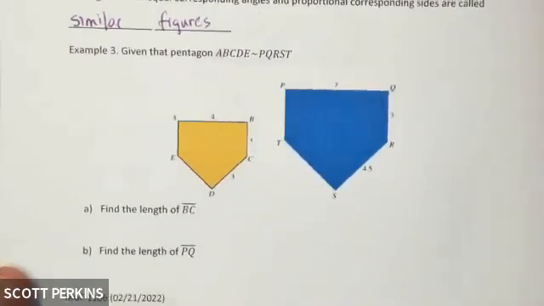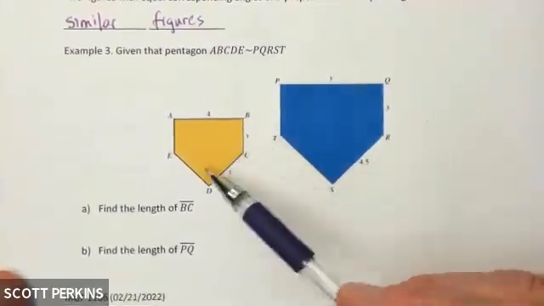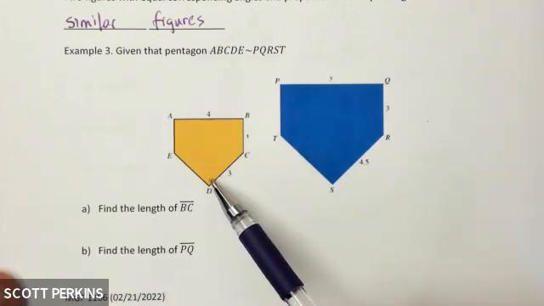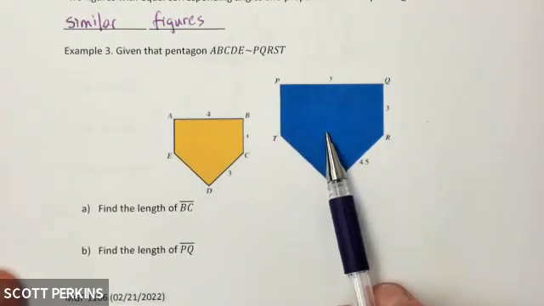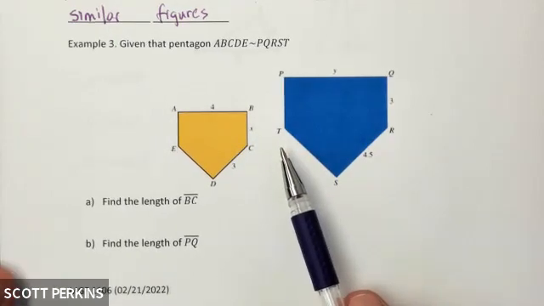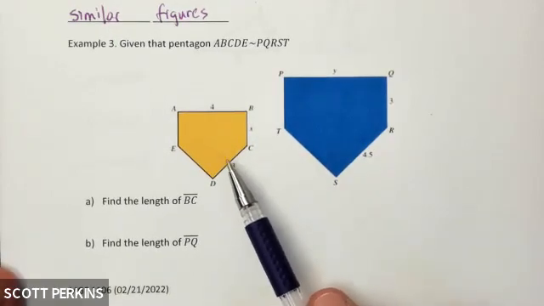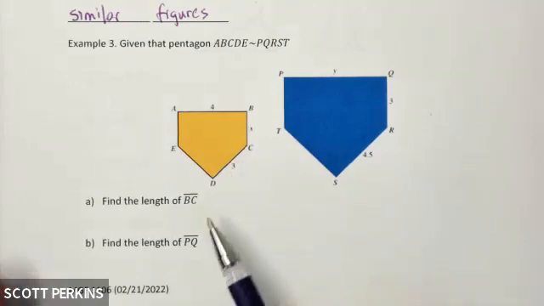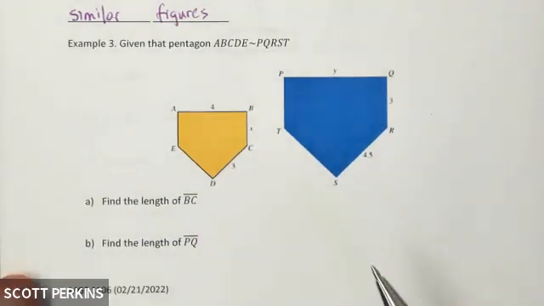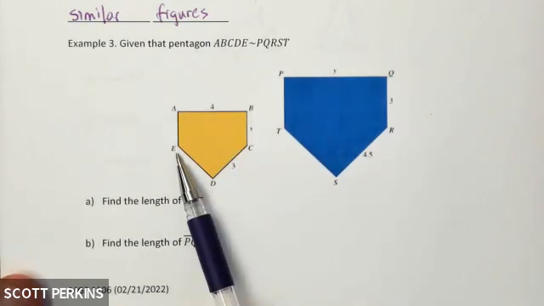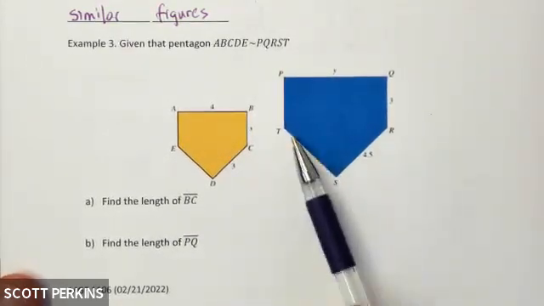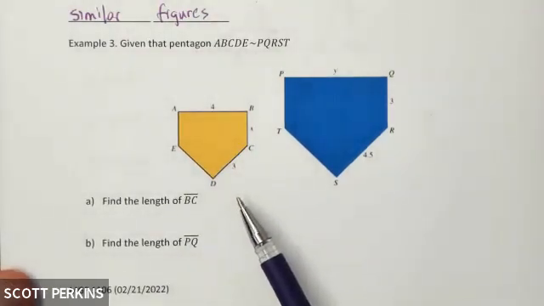So in example 3, I've given you two pentagons. They look like a home plate in baseball. And they're similar. They're the same shape. They're just different sizes. And so what we can do when we know this is we can then figure out any missing sides. On these two figures, I've got A, B, C, D, E, that pentagon, and then P, Q, R, S, T. So we know our alphabet right there.